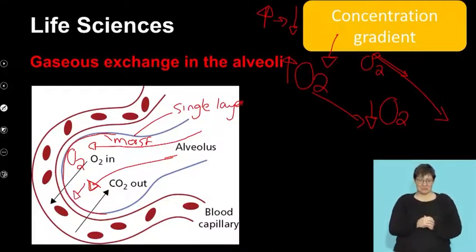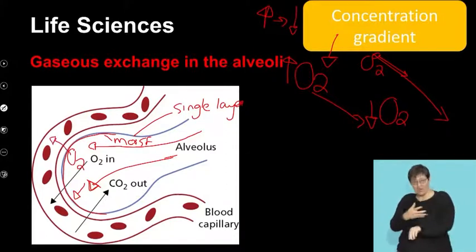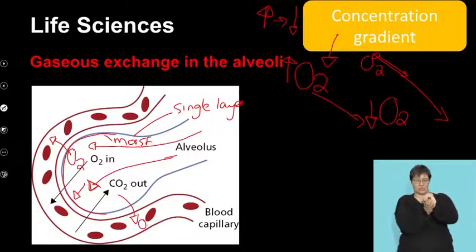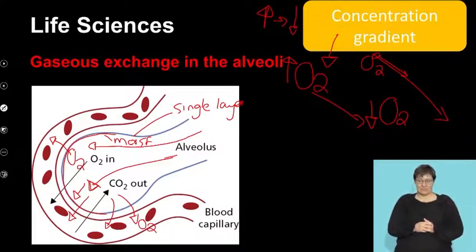Now remember this concentration gradient. If oxygen is high on this side, there's a lot of it on this side, it will move from a high concentration to a low concentration. And that low concentration is the blood capillary that is surrounding the alveoli. So the oxygen moves from the alveoli into the blood capillary. As you can see over there, we've just moved it from the alveoli into the blood capillary.